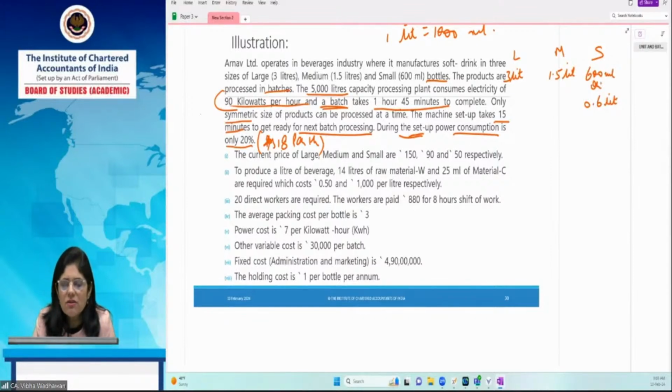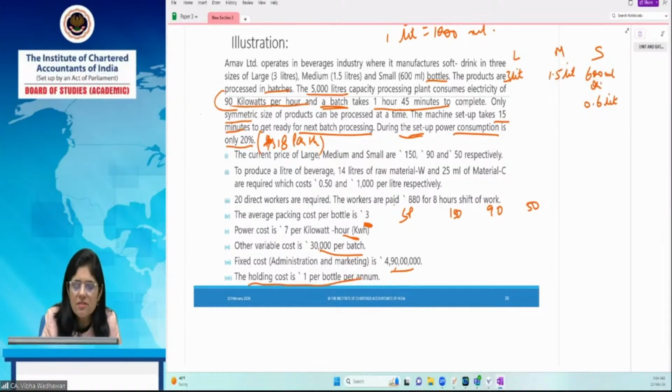The current prices of large, medium and small are 150, 90 and 50 respectively. That is the selling price of the bottle. To produce 1 liter of beverage, the raw material information is given. Workers are given, so this is the direct labor. Packing cost is given per bottle, which means it's variable. Power cost is given. Other variable cost per batch is given. Fixed costs and holding cost are given. So holding cost must be for EBQ.